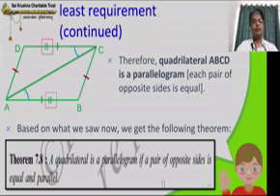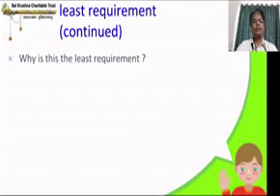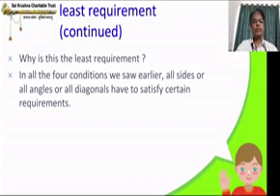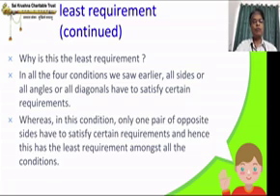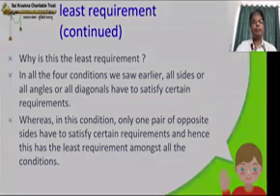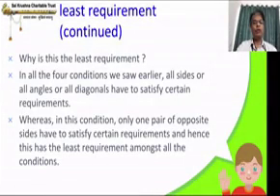Let's move forward. So why is it called a least requirement? Let us see now. In all the 4 conditions we saw earlier, all sides or all angles or all diagonals have to satisfy certain requirements, correct? This is what I told in the last page. Whereas in this condition, only one pair of opposite sides has to satisfy certain requirements, and hence this is the least requirement amongst all the conditions. This I have already explained to you when we were proving the theorem. So, you can note down this reason why we are calling this a least requirement.